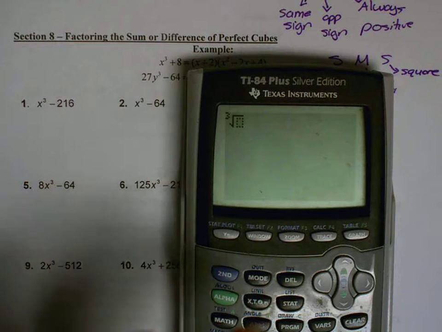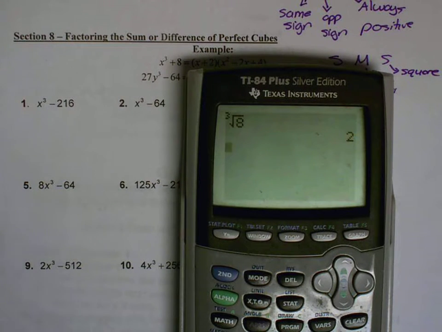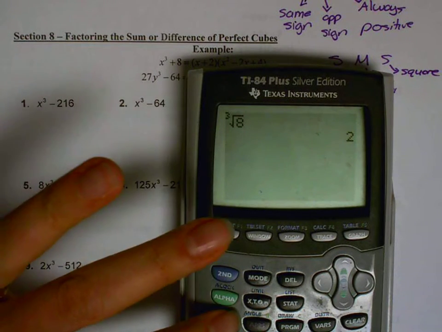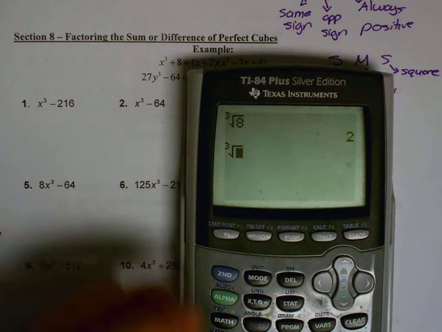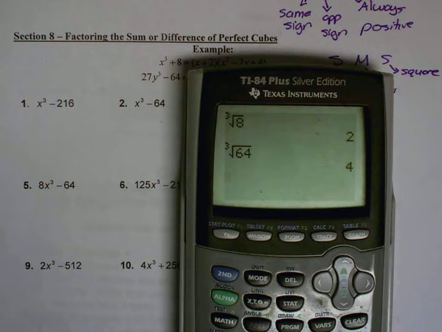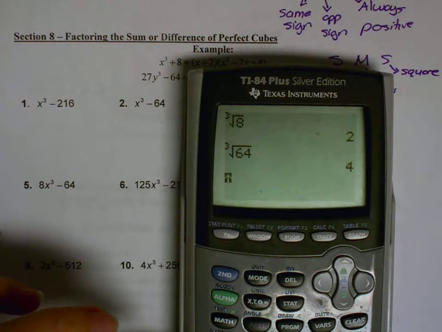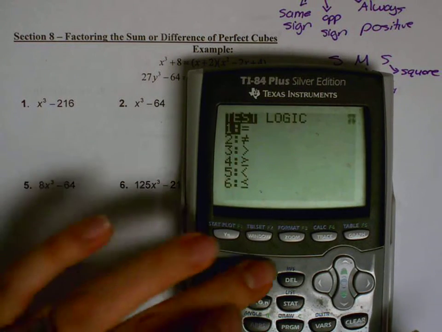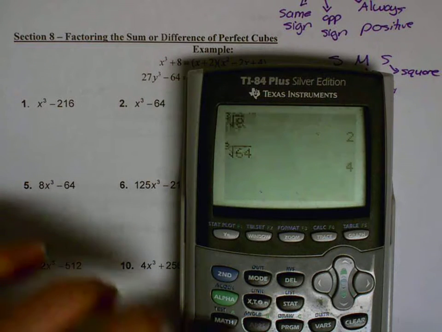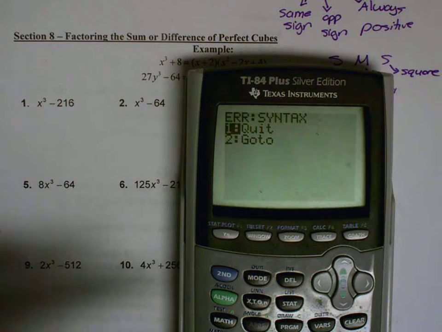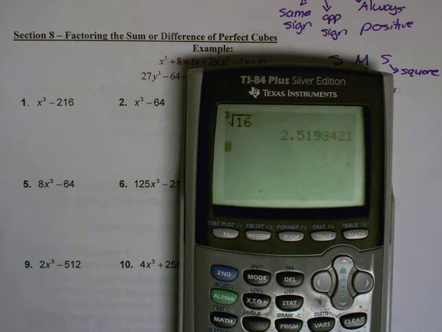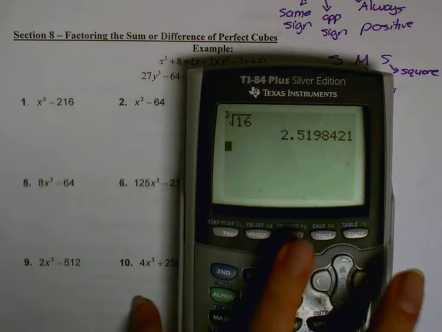So say I'm checking 8 to see, is 8 a perfect cube? Yes, there's no decimal. Or again, math 4. If I want to know is 64 a perfect cube? Yes, it is. It is 4. If I check something like math 4, 16, nope, not a perfect cube. I have a decimal part.